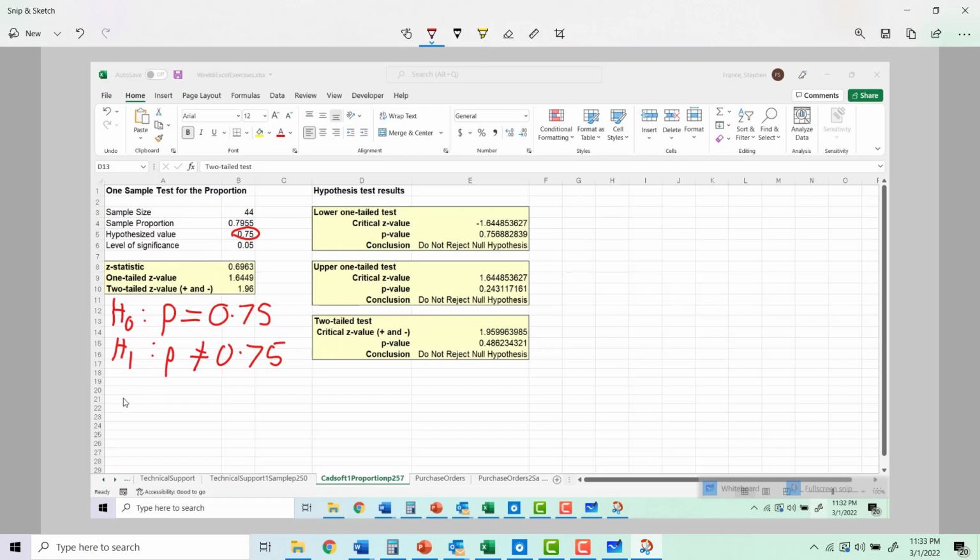Now, our actual data: we would usually have the n, which in this case is 44. We'd have the number of successes, which in this case they don't tell us, but we have our p hat, which is x over n, which in this case is 0.7955. So we've been given the sample proportion, so we don't actually have to calculate this. We already know this proportion is greater than 0.75, but is it statistically significant? Does it give us enough evidence to reject the null hypothesis?